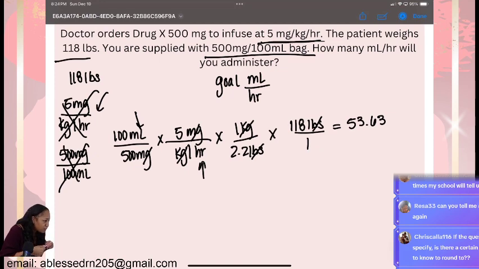Okay, can I tell you more about the zeros? What do you mean about the zeros? What did I say about zeros? If the question doesn't specify, is there a certain place we need to know to round to?